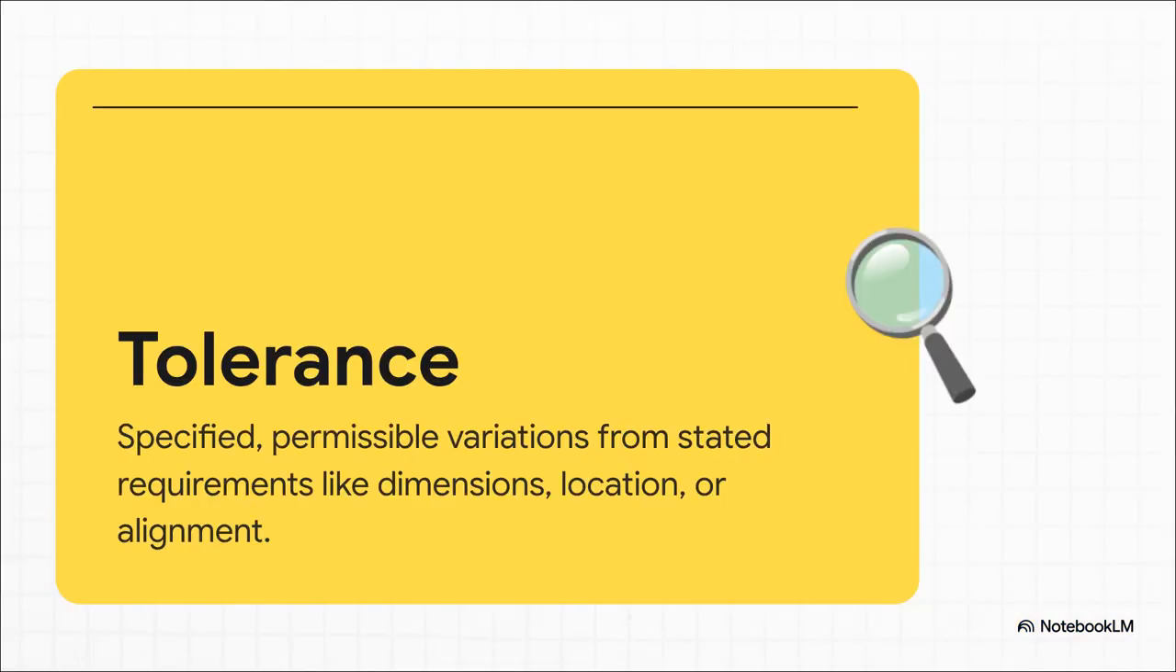Okay, so let's get this straight, because it's absolutely crucial. Tolerance isn't a mistake. It is not a failure. It is a planned, acceptable range of variation. Think of it like this. It's the engineered bridge that allows the real, physical world to actually meet the blueprint's design.